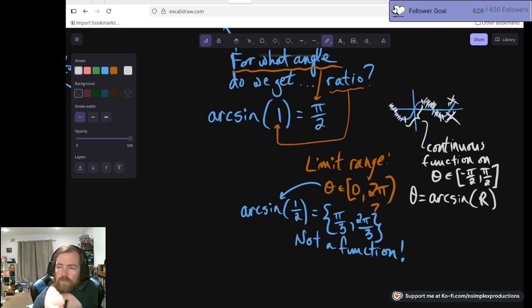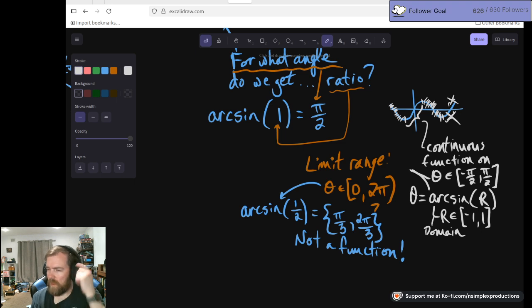So then what do we get for r? What do we get for our ratio? Well, our ratio can be anywhere from -1 to +1, and that's our independent variable for the inverse function, the arcsine. And theta is going to be our range for the arcsine function.